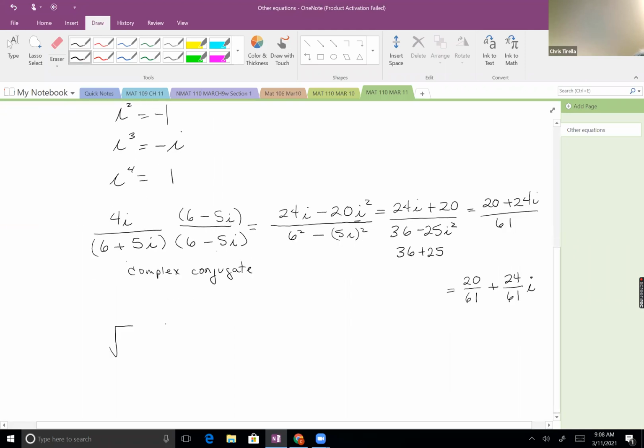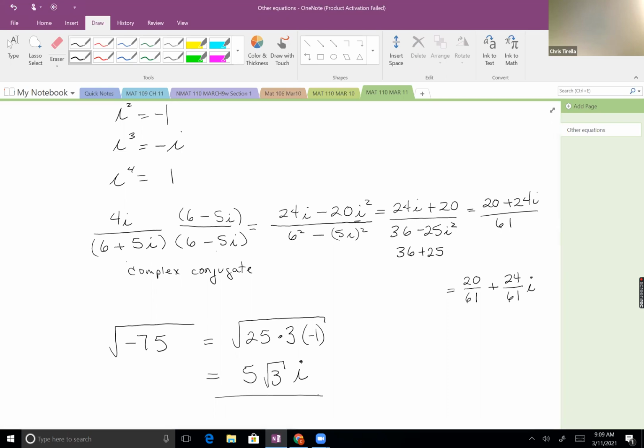Otherwise, if we have something like simplify the square root of -75, that would be simplifying the square root of 75. 25 is a perfect square times 3, and because it's negative, we make it a factor of -1. The square root of 25 is 5. The square root of 3 is the square root of 3, and the square root of -1 is i. Is that what you were looking for, or were you looking more for examples of the different types of quadratic equations?